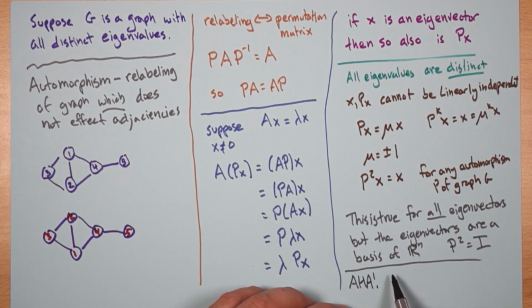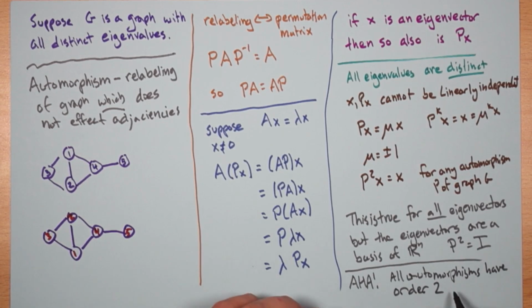is to say that all automorphisms have order 2. Unless, of course, you're the identity, in which case you have order 1. So if all our eigenvalues are distinct, then any automorphism has to have order 2.